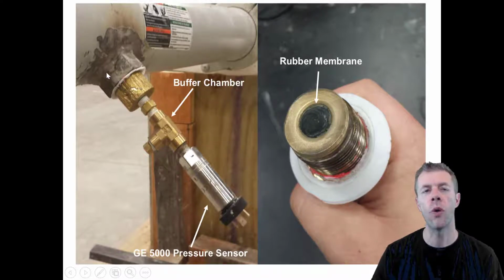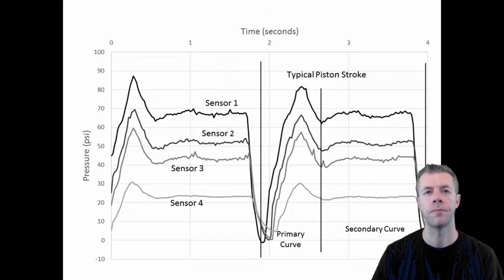We drilled a hole in the pipe, welded a nut onto the pipe, and screwed this in. So this is inside on the surface of the pipe. This is flush with the surface of the wall of the pipe. We calibrated this with water. So if we knew the water pressure, we would know what the voltage signal was coming out of the sensor.